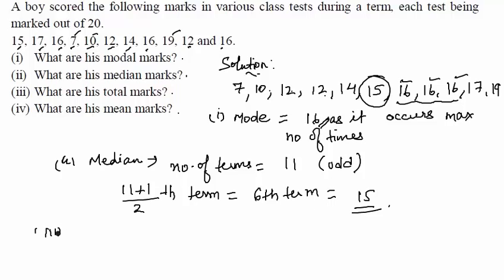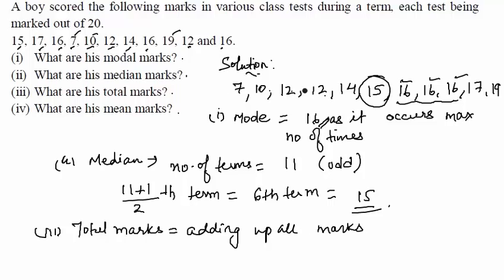Now we'll find out the total marks. So total marks is simply adding up all the marks. So adding up all the marks, 7 plus 10 plus 12 till 19, we get total marks as 154.